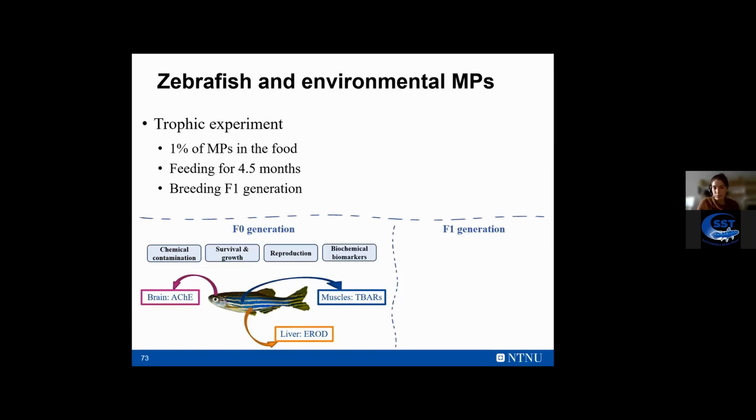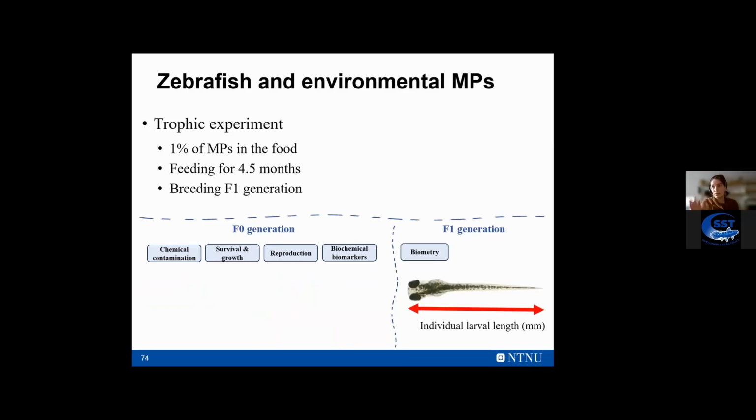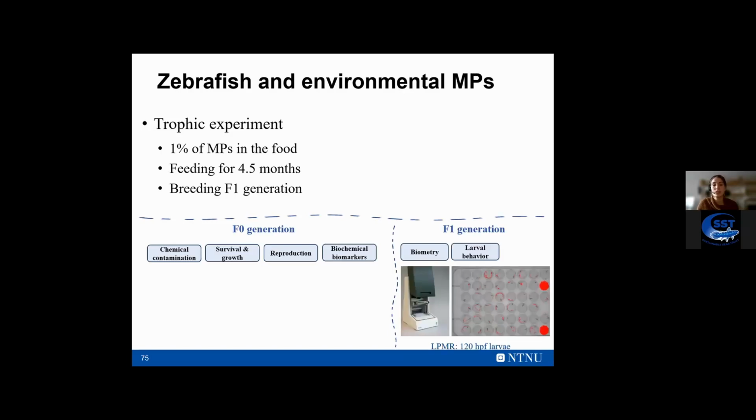And we measured some specific biomarkers at the cellular and molecular level to really see where the microplastic had an impact. So in the brain, the muscles, the liver, and we also sampled the gonads. And on the fish that were not exposed, so the, let's say, sons and daughters of the parents that were exposed, we measured them to see if the presence of microplastic in the parents did have an impact on the growth of the next generation.